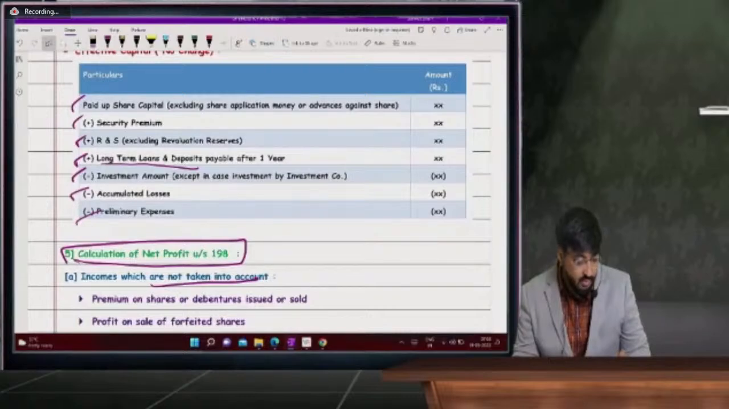Can you solve some sums on the manager remuneration? Why not beta? I will solve it. Mukta ji, I will share the answer on the Telegram channel, so don't worry.